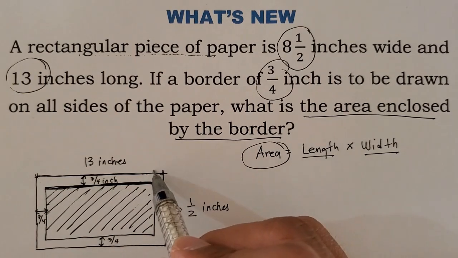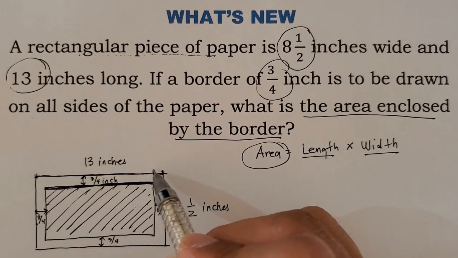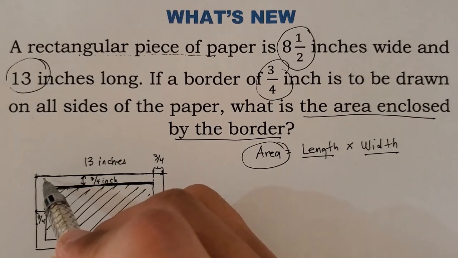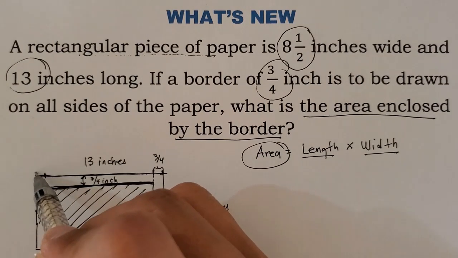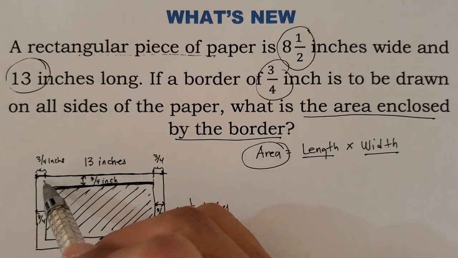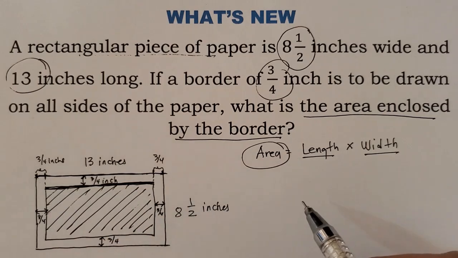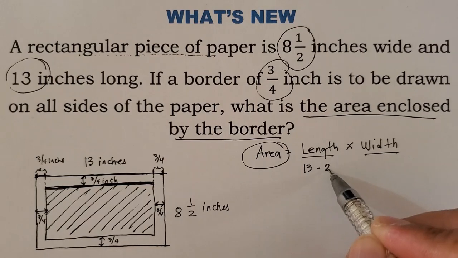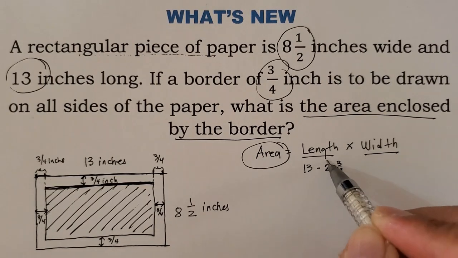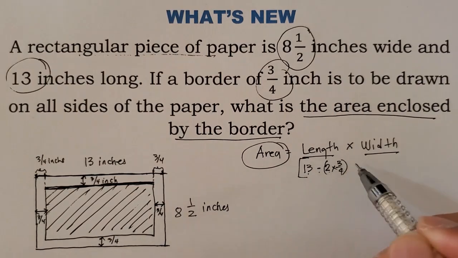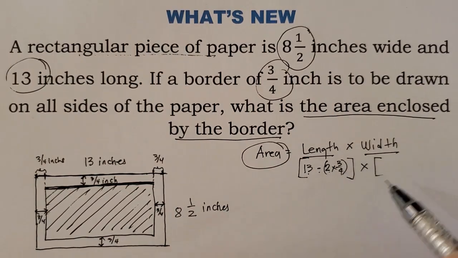Of course, if you notice, from this point to this point, this is 3/4 inches. And from this point to this point, that is also 3/4 inches. So if this is 3/4 and this is 3/4, therefore the length is just 13 minus two 3/4s. That's the length. 13 minus two 3/4s.